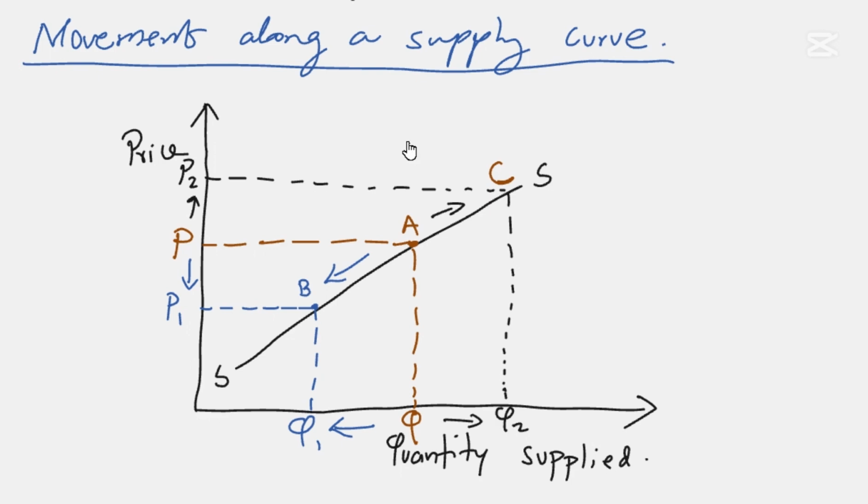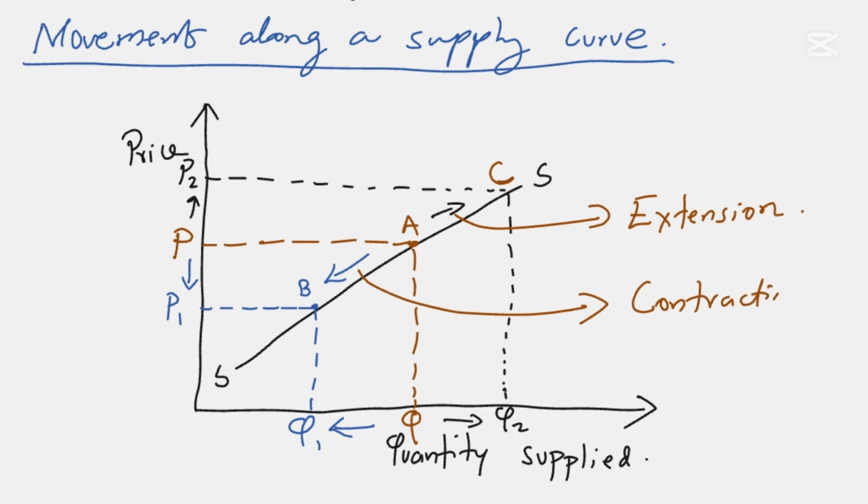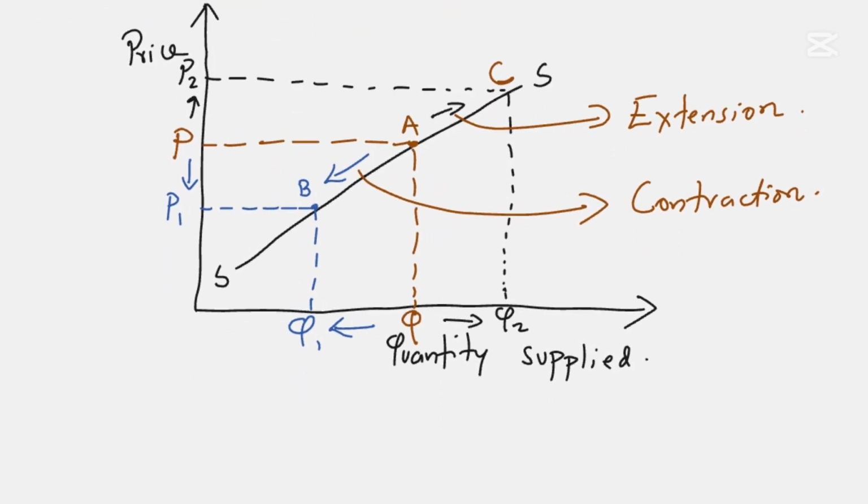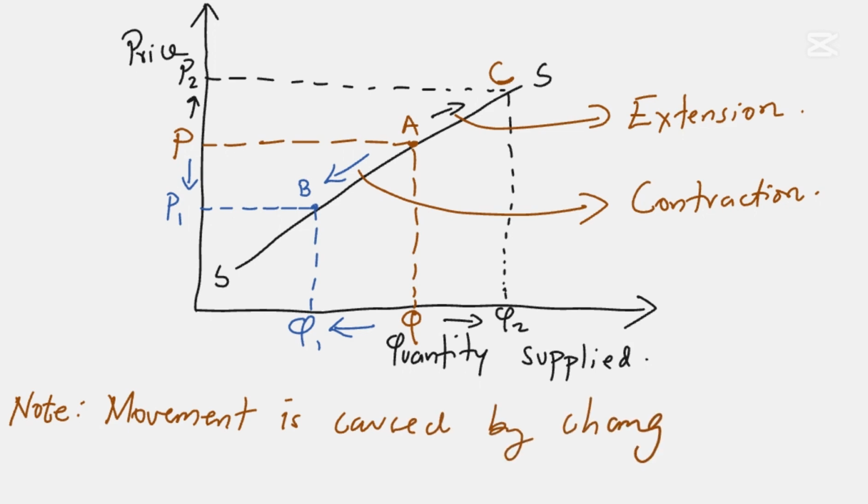Now we can see we have two movements, and the movements are in different directions. A movement from A to C is an extension, which shows an increase in quantity supplied, while from A to B is a contraction, showing a decrease in quantity supplied. You need to note one thing here. Movement along a supply curve is caused by change in the price of the product only.